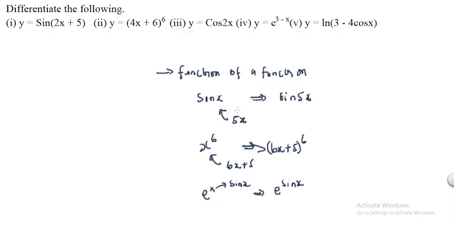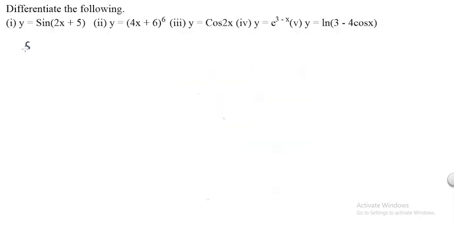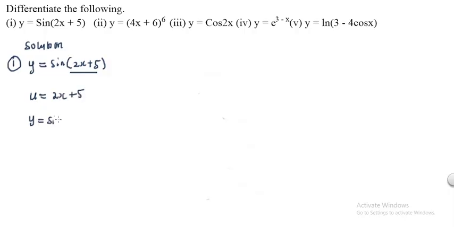So let's jump into the example. Before I solve anything, I'll write out solution. For the first example, we are told to differentiate y is equal to sine of 2x plus 5. The first thing you want to look for is the function inside the function. The function inside the function here is 2x plus 5. So we replace it with another letter. Let's say u is equal to 2x plus 5. Then my function y becomes equal to sine u.